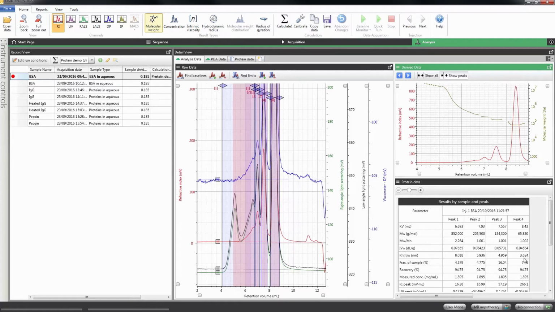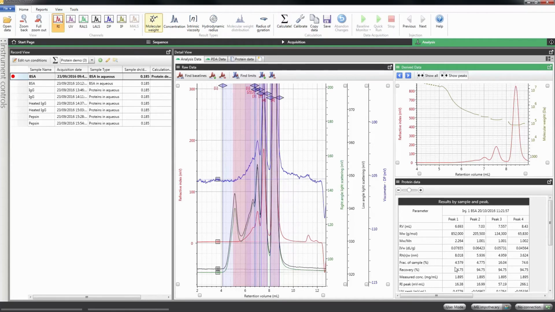So we can see our monomer peak at 3.5 nanometers, 4.9 for the dimer, 5.9 for the trimer, and then 8 and up, in fact, for the aggregates. It tells us that our fraction of sample, our monomer, is about 75% of the sample, 15% dimer, 5% trimer, and then about 5% of those larger aggregates. And then we have our measured recovery and concentration there as well.